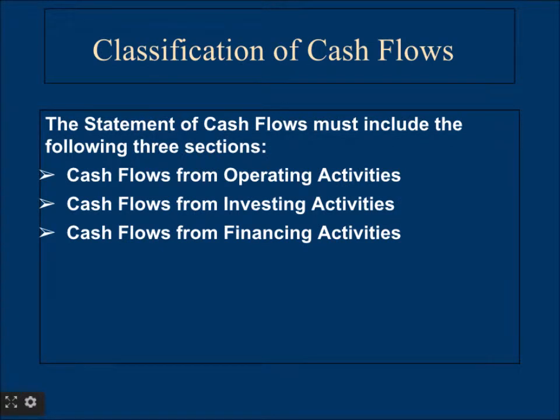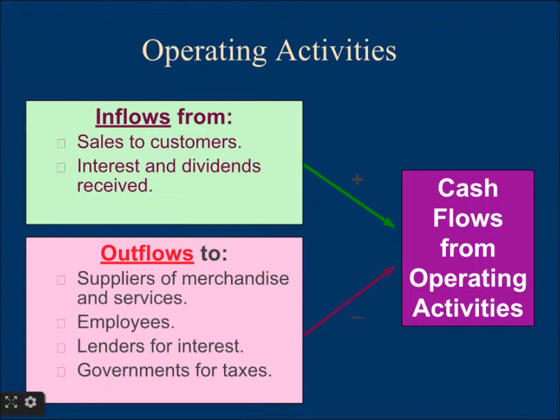So as mentioned before in the earlier slide, the cash flows are classified into three sections: cash flows from operating activities, cash flows from investing activities, and cash flow from financing activities. So let's see what all involves operating activities. Inflows from sales to customers, interest and dividend received. These are operating activities examples. And in case of outflows: suppliers of merchandise and services, employees, lenders for interest, governments for taxes. So all these are operating activities. These are a set of inflow examples and these are outflow examples. They all can constitute cash flows. Inflows are always added, outflows are always deducted.